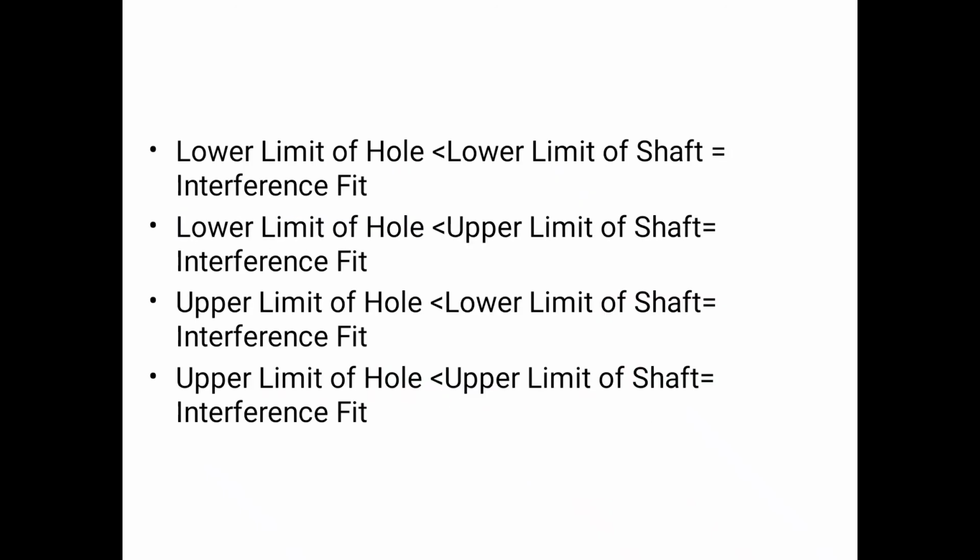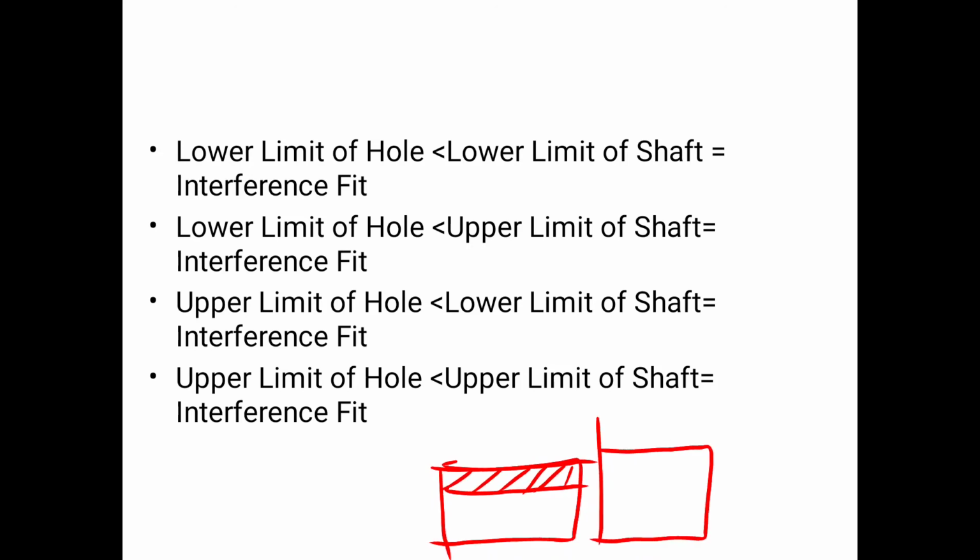Okay, in interference fit what happens? You see, this is the hole dimension. This is the maximum limit, this is the minimum limit. And for the shaft, the minimum limit of the shaft is greater than the maximum limit of the hole, and this higher limit of the shaft is also greater than both of these limits of the hole. This is the hole, this is the shaft.